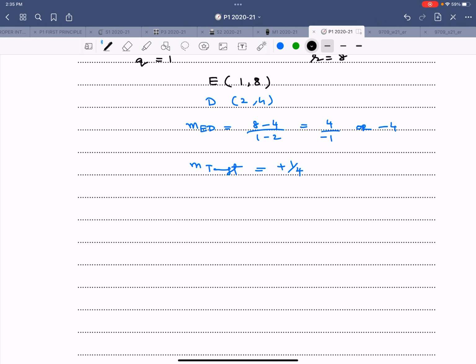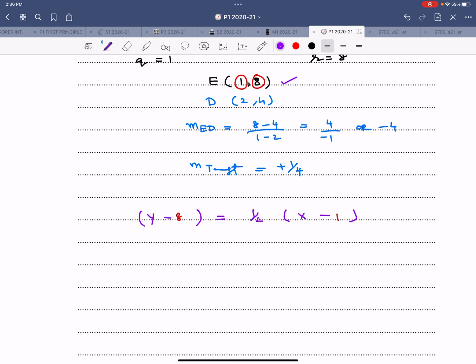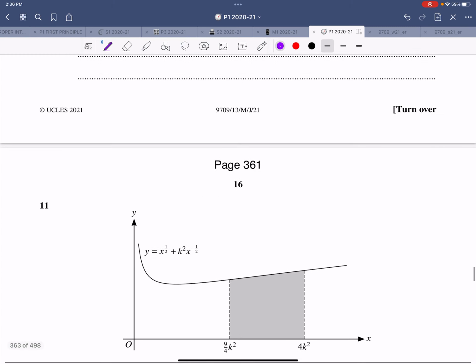What else is there? You have the coordinates of E. So y minus y1 is equal to m(x minus x1). Therefore this is your y1, this is x1, and your gradient is this thing, which is 1/4. Leave the answer as it is. Looks beautiful. So now question number 11.